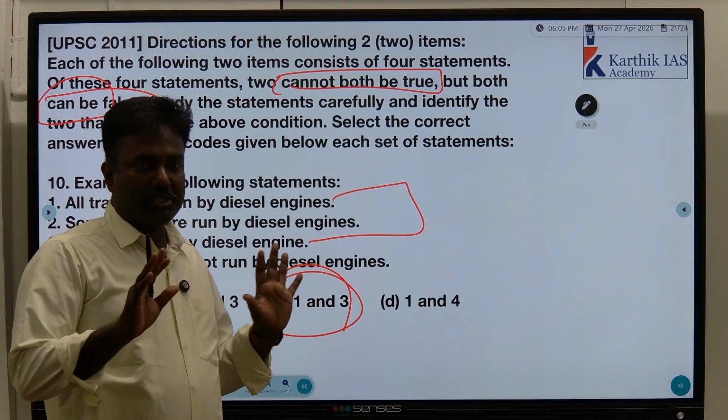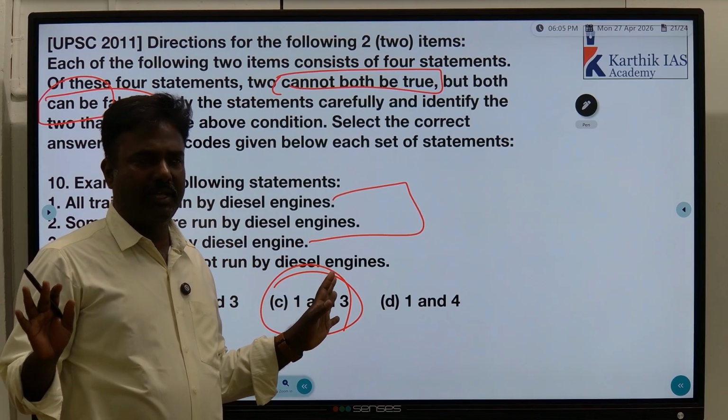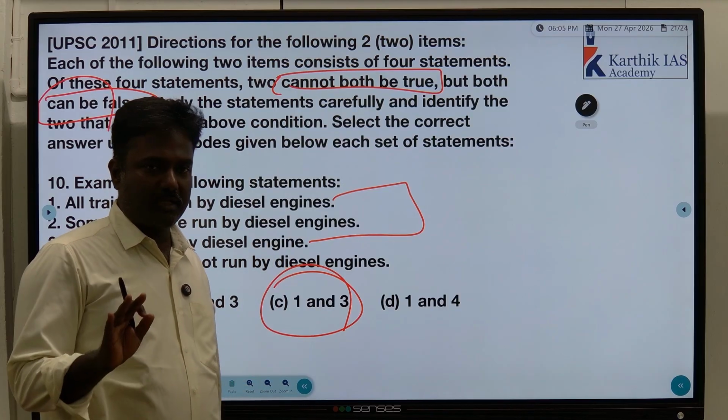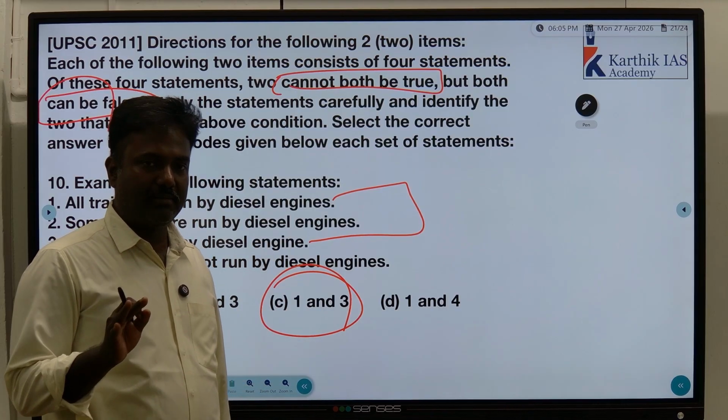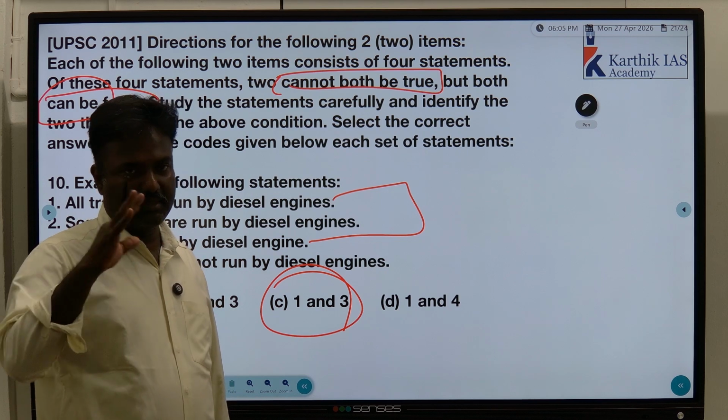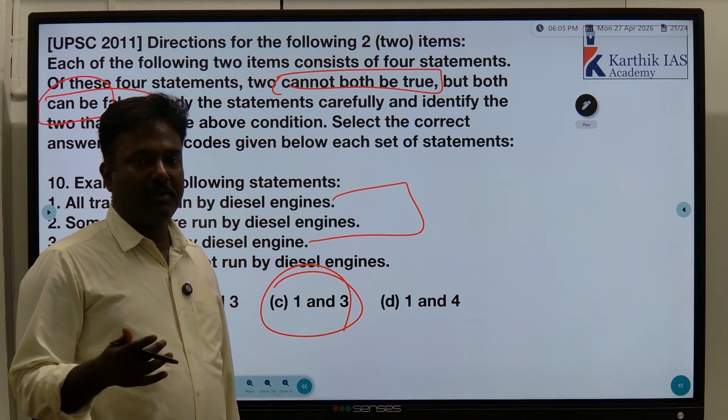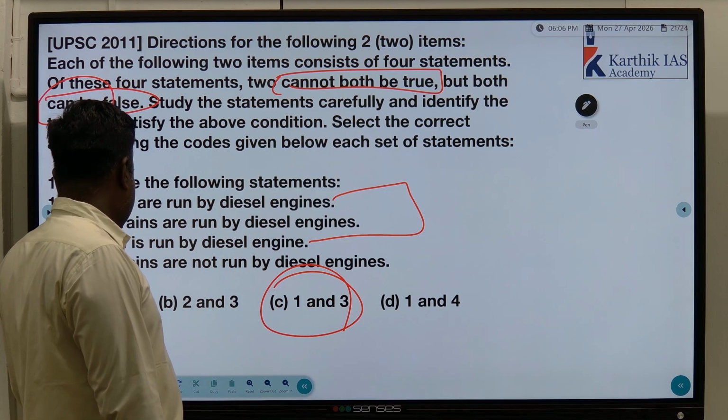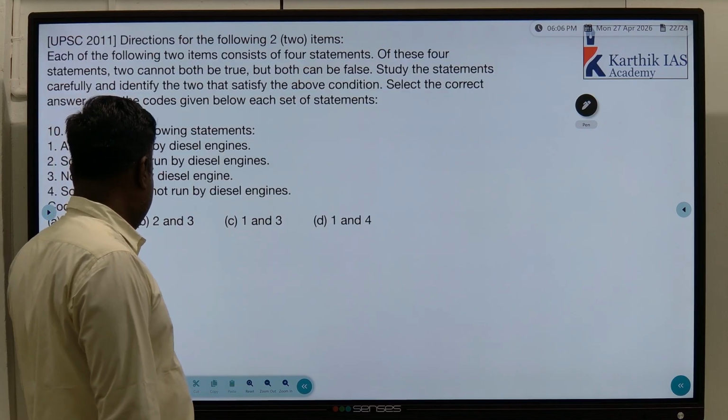Other than these two questions, all the remaining questions can be solved through Venn diagram. 99% of syllogism questions can be solved through Venn diagram. For that 1% you have to understand the concepts, the formulas, everything. But anyway, in the last 3-4 years there has been no such question.